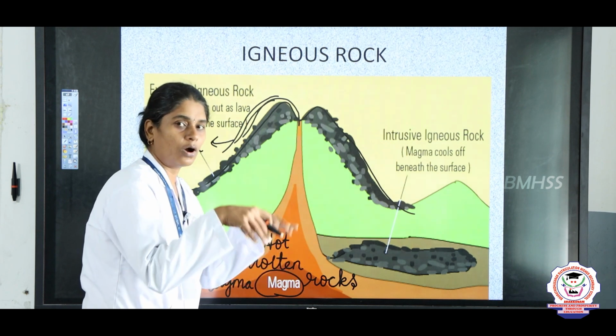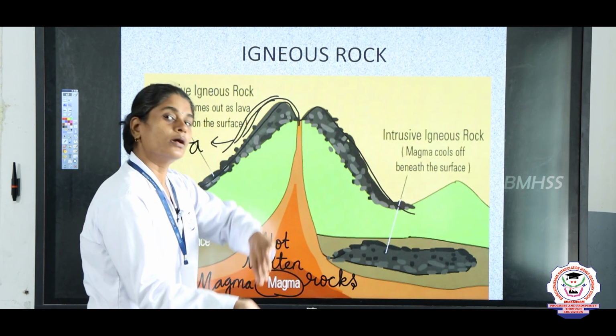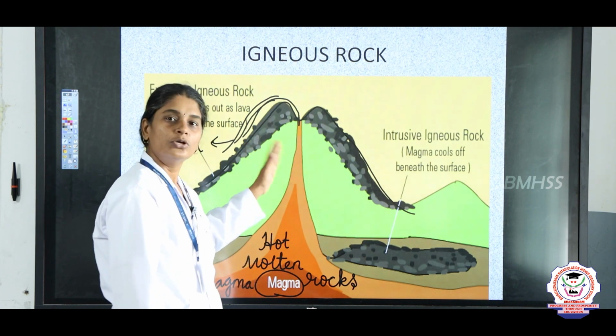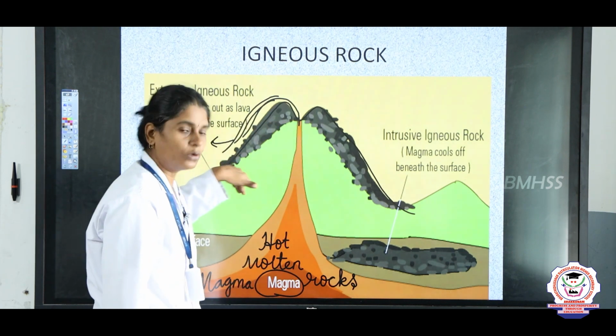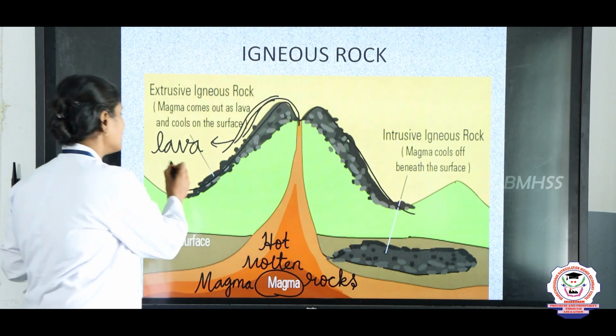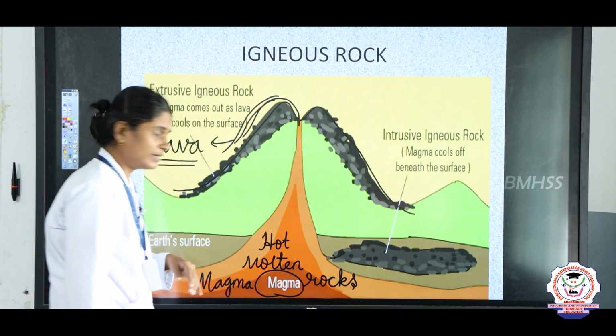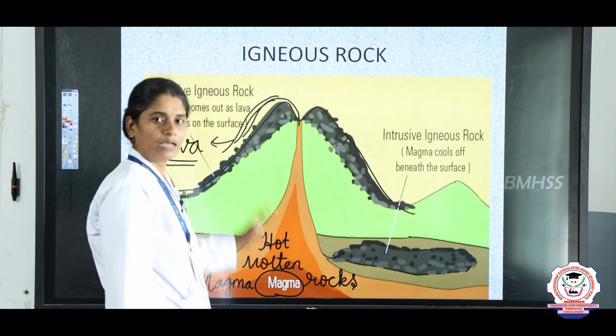And this hot molten rock, or நெருப்பு குழம்பு, comes out of the earth surface. எப்படி வரும்னா, இந்த volcano வழியா வரும். So through this volcano, when it comes out, அதை நம்ம lava அப்படின்னு சொல்லணும், right? So now you know the difference between magma and lava.